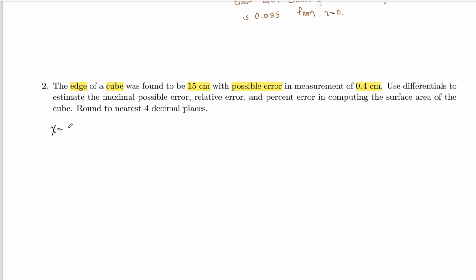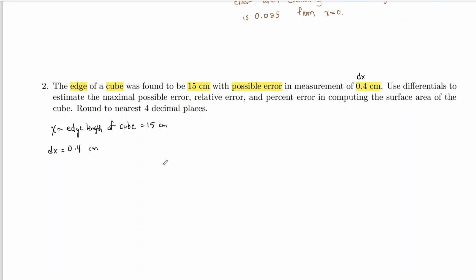Let's say x is the edge length of the cube. You can give it any name you want because we're not told what letters to use. We can use it on our own. So this is the edge length of a cube. And what we're told is that it was found to be 15 centimeters with a possible error in measurement of up to 0.4 centimeters. Of course, anytime you measure anything by hand, you can have an error. Well, what's this possible error representing? This is the dx, because it can be up to 0.4 centimeters away. So dx, when we compute our differential, will be 0.4 centimeters.